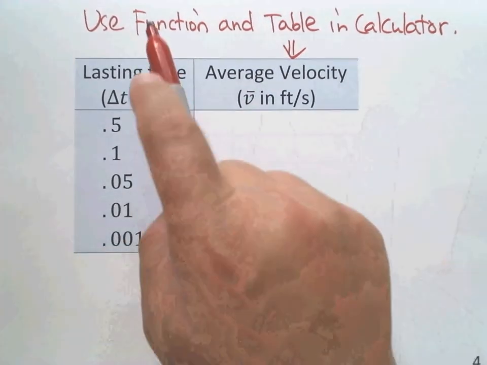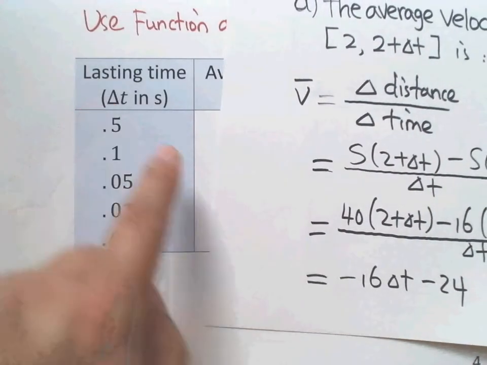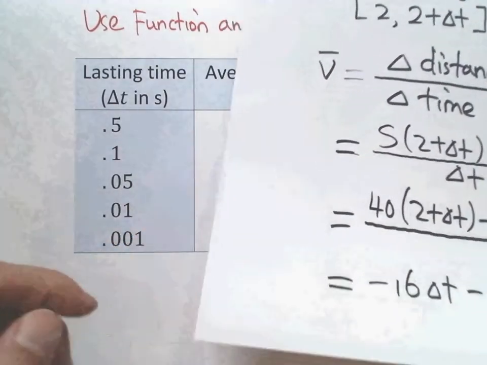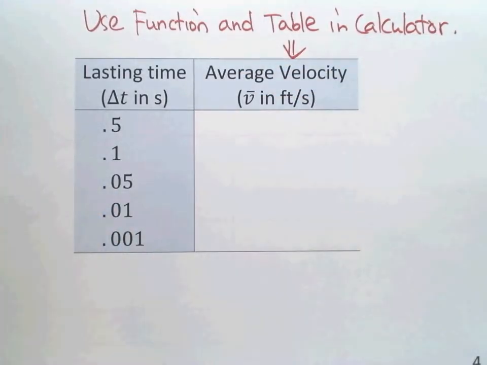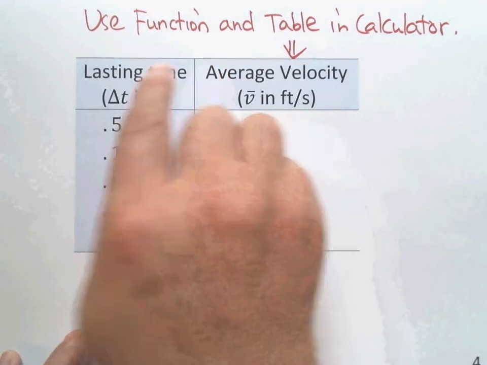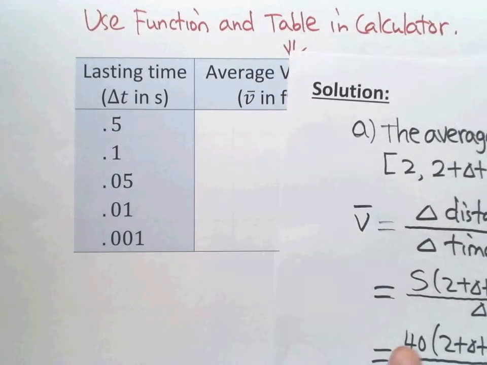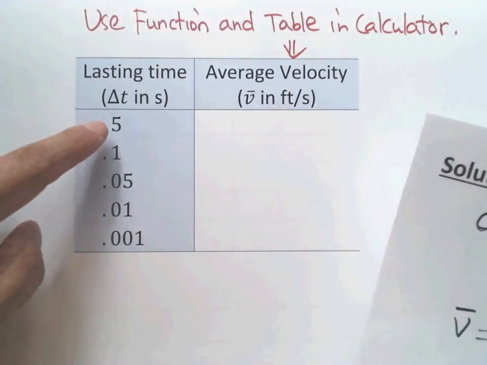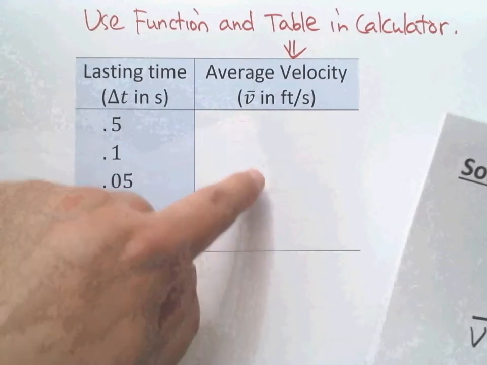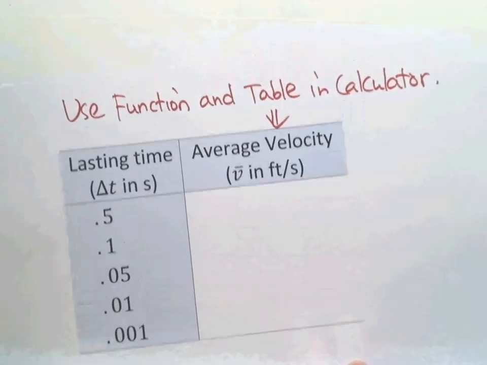What is the average velocity? We just have the function. If you don't like to use the function or the table in the calculator, all you need to do is plug this delta t in and calculate to find the average velocity. However, I just use the functions. First, I will define the average velocity function in the calculator. The second step, plug values in the table and apply the function to find the value of the average velocity.